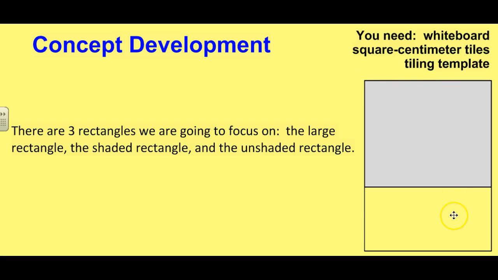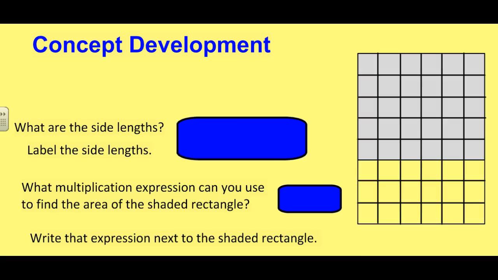So right here there are three rectangles that we're going to focus on. The large rectangle, which is this whole thing, the shaded rectangle that's right here, and the unshaded rectangle that is right here. Okay? So yours doesn't look like this, and I don't expect you to draw it to look like this, but I put in all of the square centimeters that cover the rectangle, and we're going to mainly be looking at this gray shaded rectangle right now.